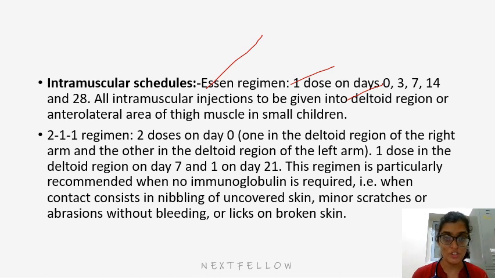2-1-1 regimen: 2 doses on day 0, one in the deltoid of the right arm and the other in the deltoid region of the left one. 1 dose in the deltoid region on day 7 and 1 on day 21. That is the 2-1-1 regimen. This regimen is particularly recommended when no immunoglobulin is required, that is when contact consists of nibbling of uncovered skin, minor scratches or abrasion without bleeding, or licks on broken skin.